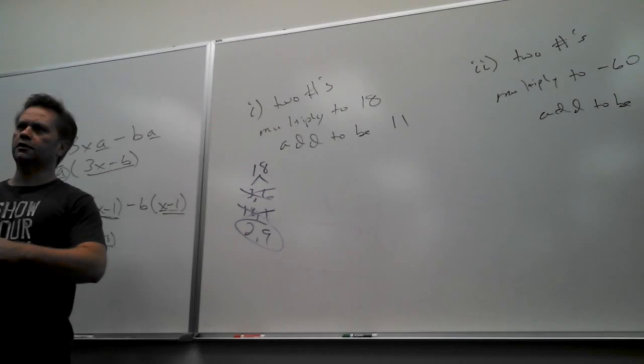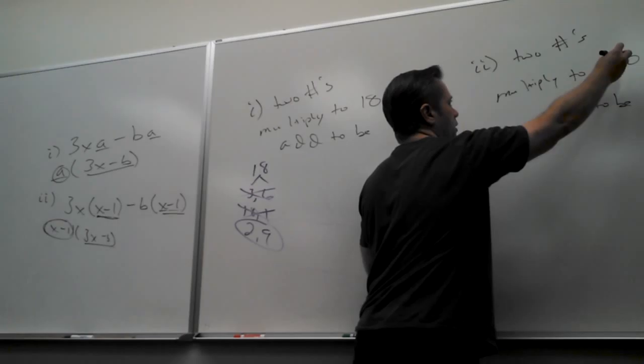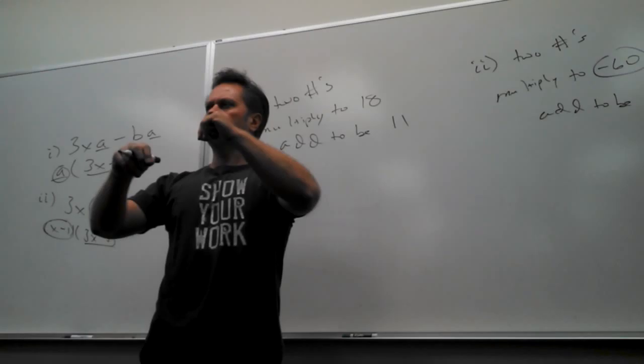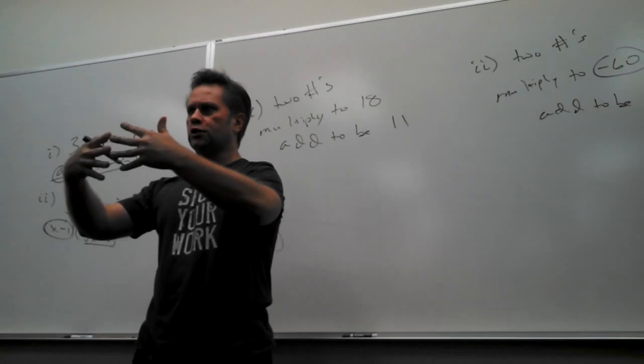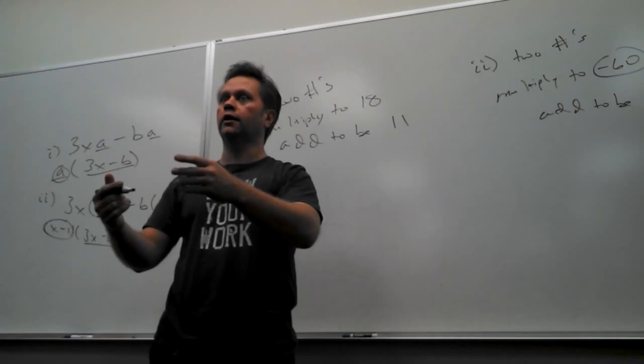So what about this one? It's a little bit weirder because it's got to multiply to negative 60, which means the 2 numbers have to be the same sign or different signs? They have to be different signs. So when I add them, I'm sort of actually subtracting them. Does that make sense? So that's why 4 is okay. Some of you guys, when I wrote the 4 down, you're like, how do I multiply to negative 60 and then add to 4? Because one of them is negative, right?